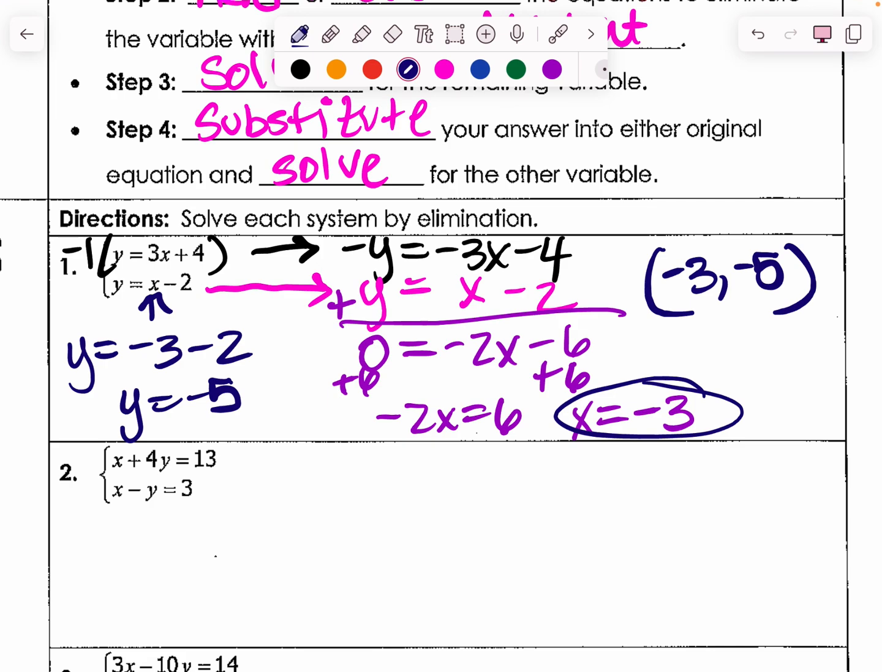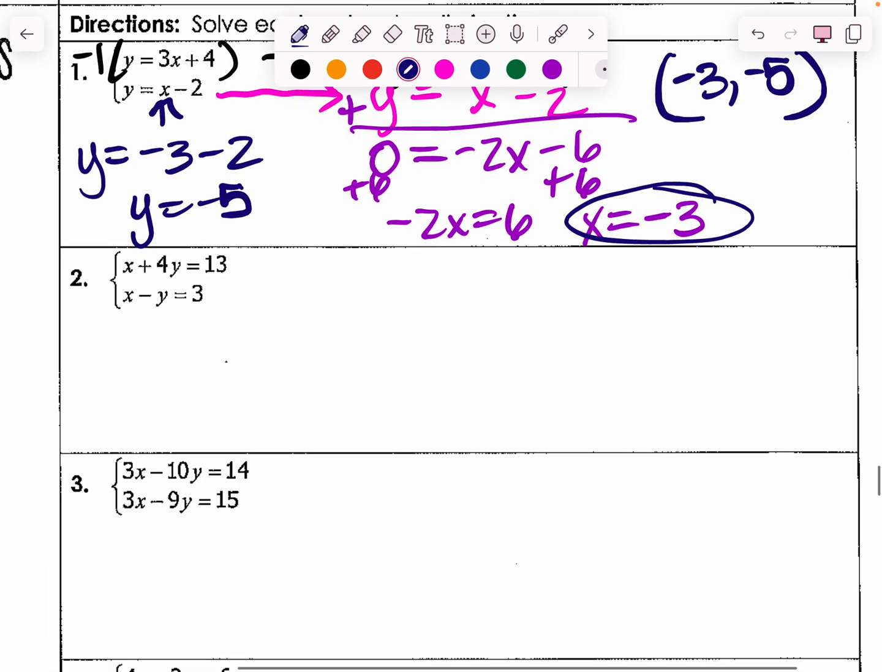If you do not get the variables to cancel out, you've done something wrong. You manipulated the equation incorrectly. Okay, because they will always cancel out when we do this. So we get 5y equals 10 and y equals 2. I'm going to plug that 2 back in right here. So x minus 2 equals 3. So what does x equal? 5. So our point is 5, 2.